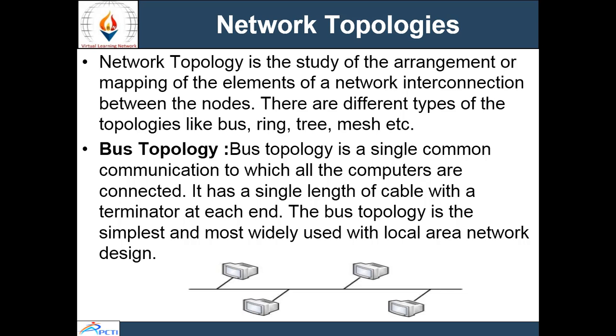Physical topology means the physical design of a network including the devices, location and cable installation. Logical topology refers to how data actually transfers in a network as opposed to its design. There are different types of topologies like bus, ring, tree, mesh, etc.